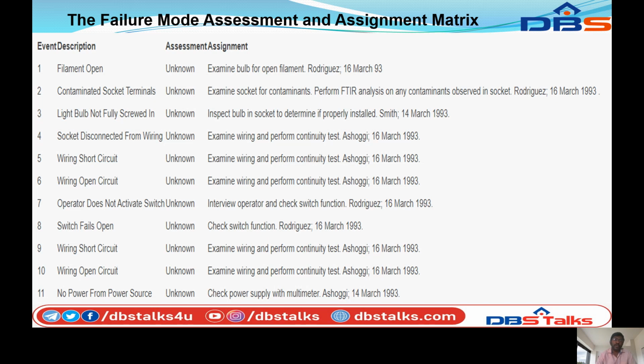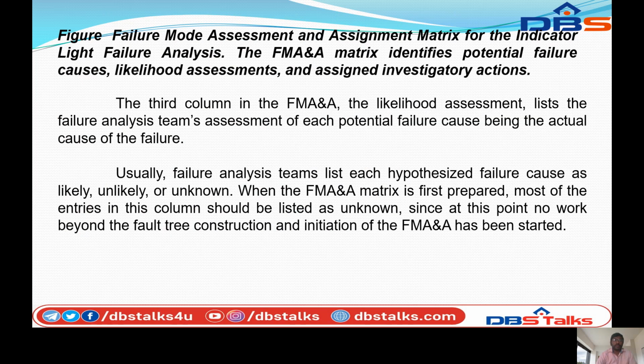So this figure shows the failure mode assessment and assignment matrix of the indicator light failure analysis. The failure mode assessment and assignment matrix identifies potential failure causes, likelihood assessment, and assigned investigatory action. So the third column is the FMAA, the likelihood assessment.